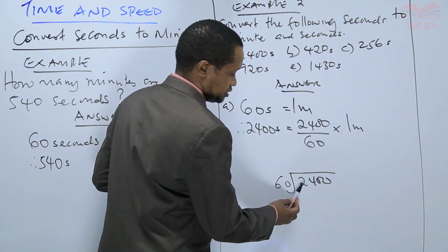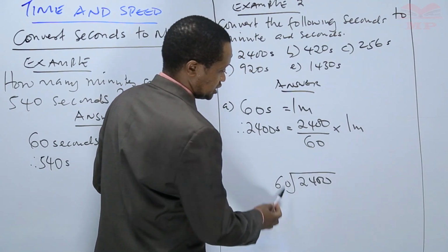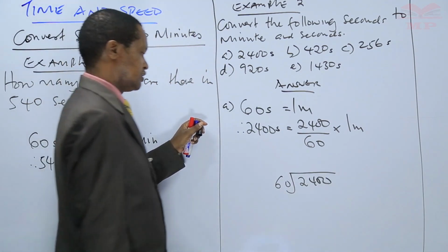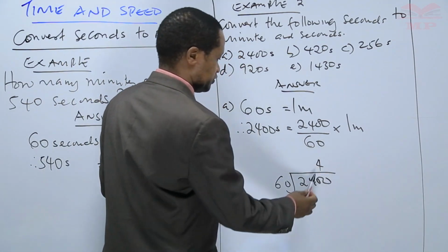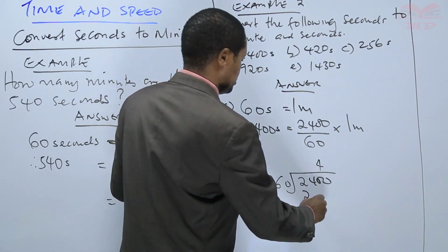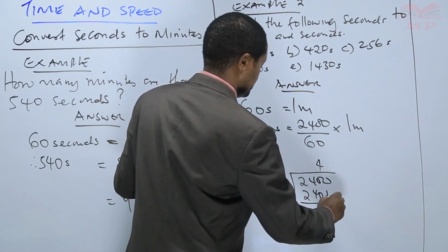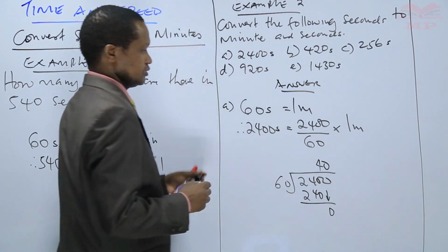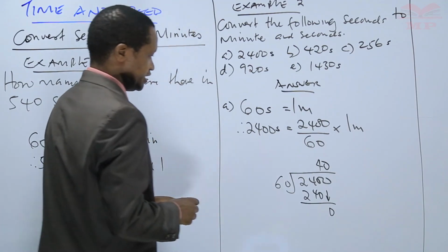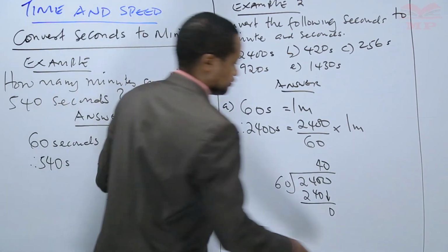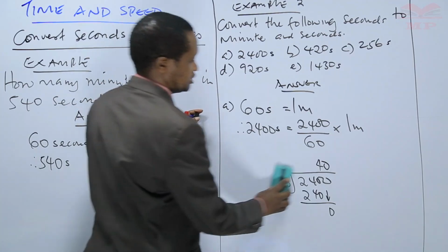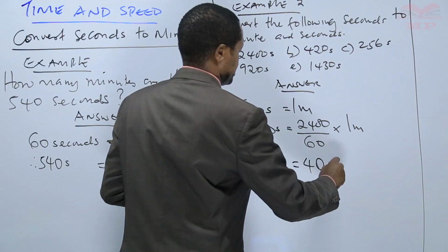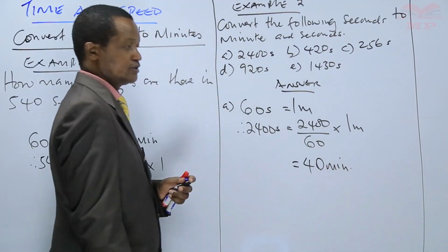60 cannot divide 2, 60 cannot divide 4, but 60 can divide 240. How many times? 4 times. So 4 times 60 is equal to 240. Then we have 0 here, then we bring down this 0. So there are 40 minutes in 2,400 seconds.